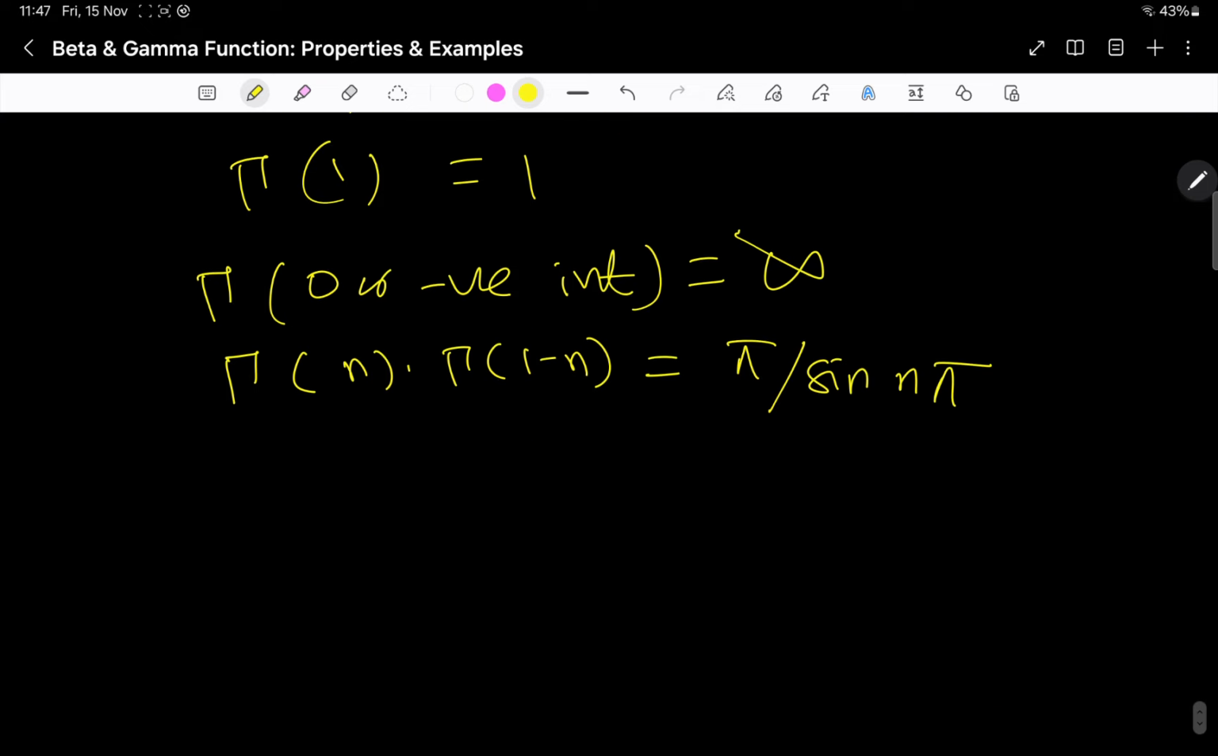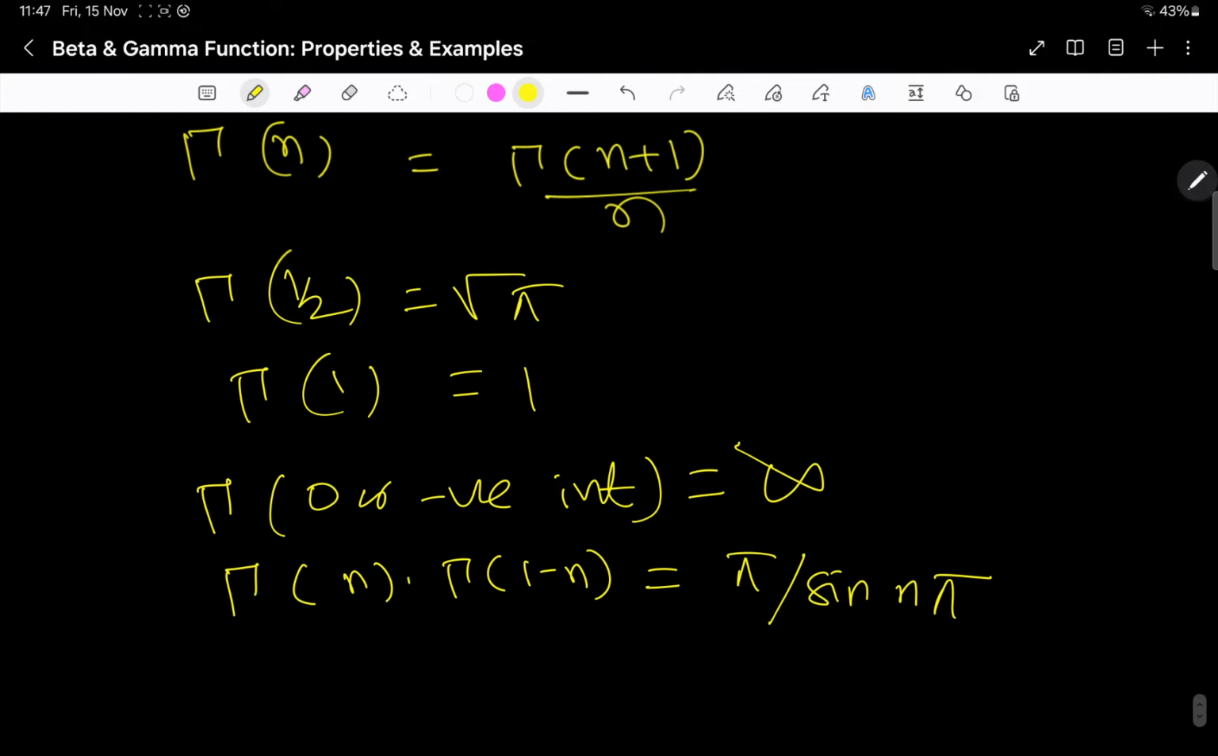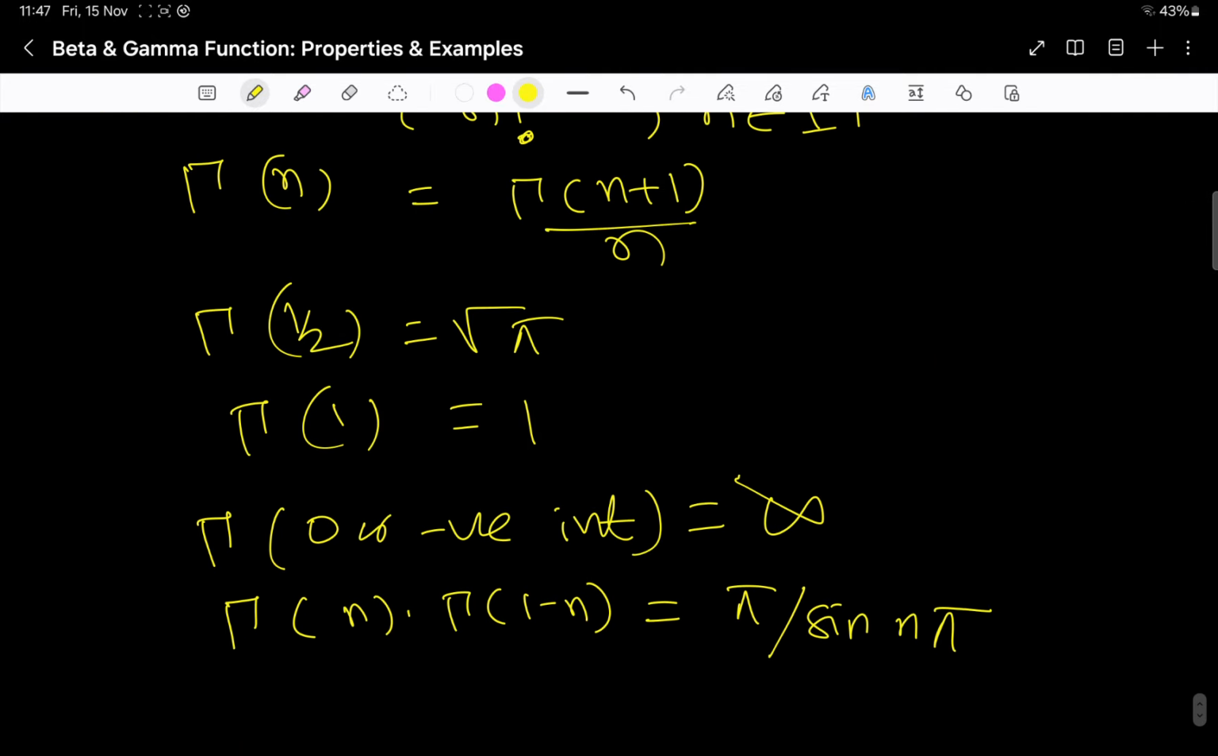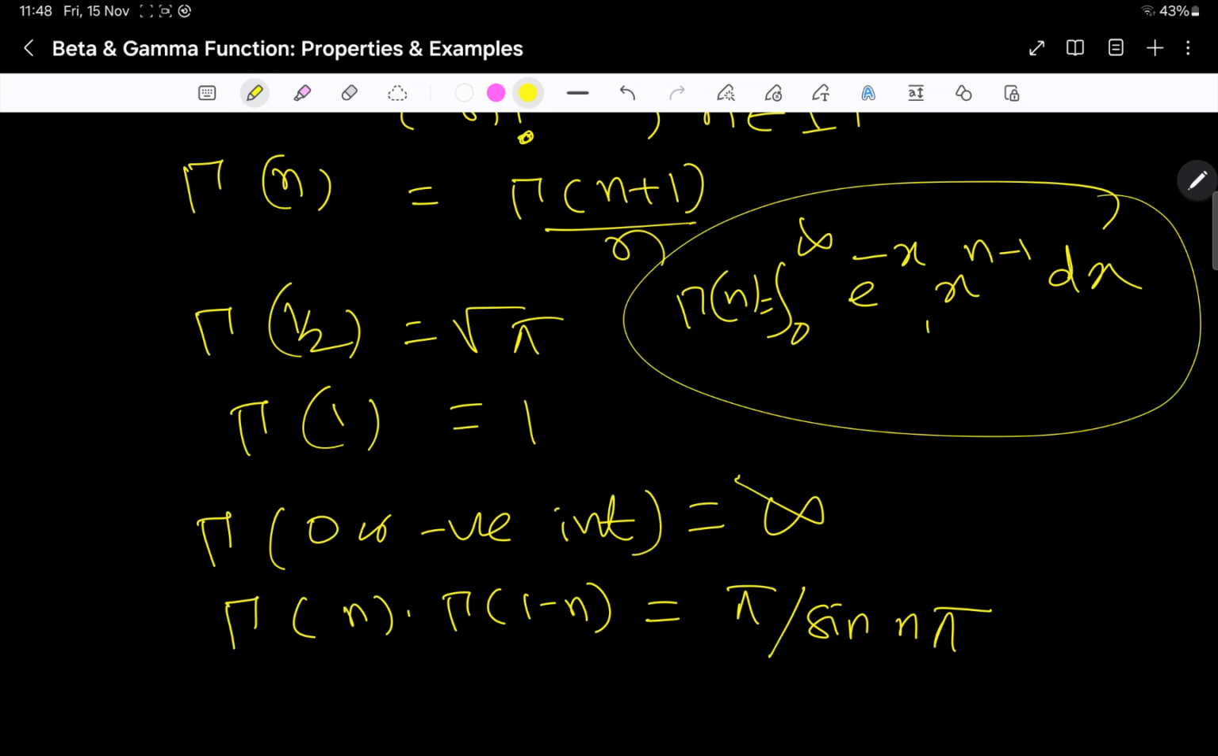Similarly, we recollect all the properties of the beta function, and this gamma function will converge. What is the definition of the gamma function? Integral 0 to infinity e to the power minus x, x to the power n minus 1 dx. It is gamma n, and this gamma n will converge when n is greater than 0, right?